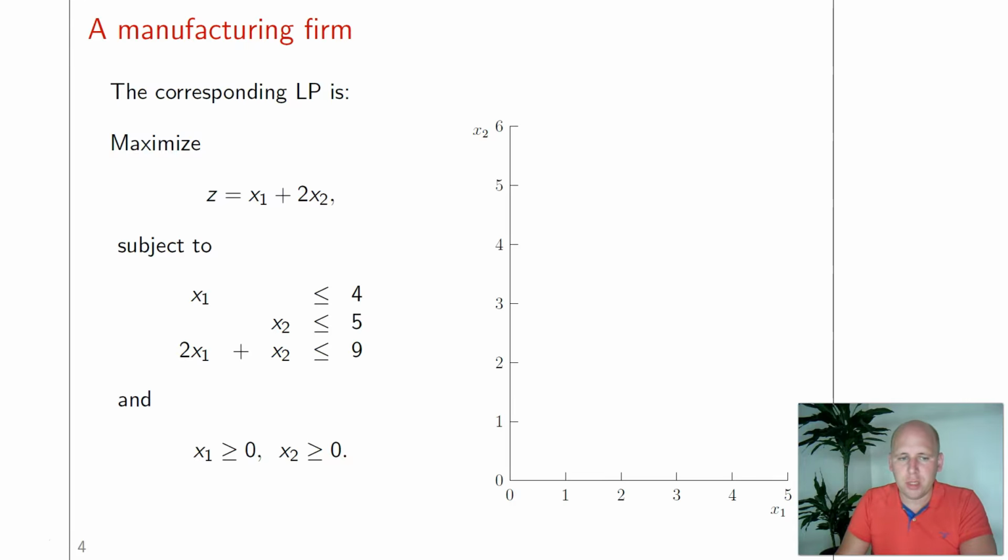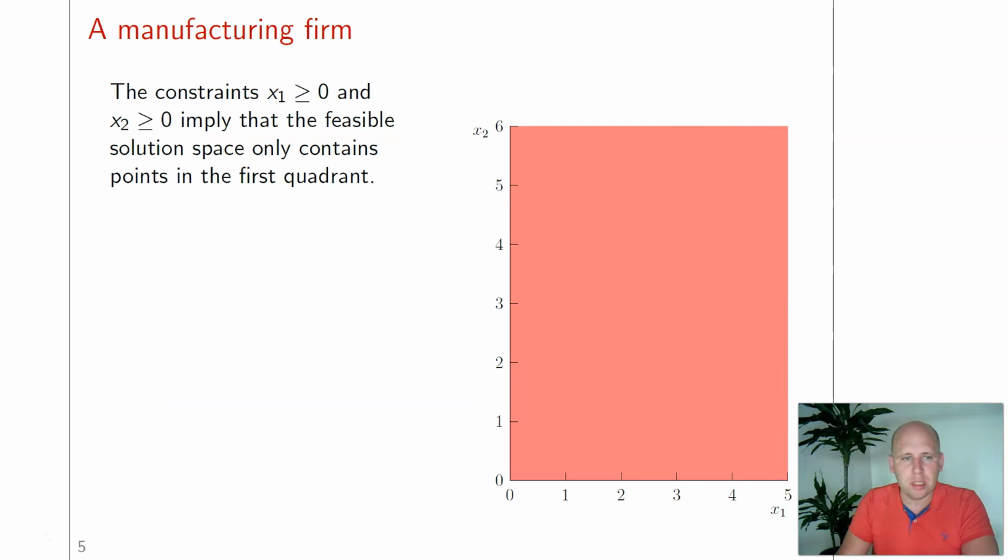And then the next question is, how can we now solve this problem graphically? In order to do that, we first draw the feasible solution space. We first have the non-negativity constraints, and that implies that solutions can only be in this area, the area where both decision variables take a non-negative value.